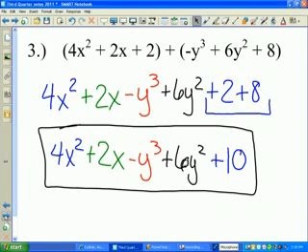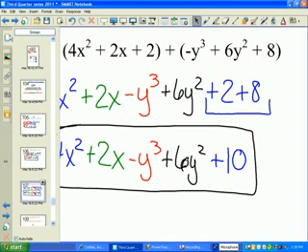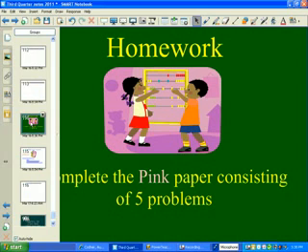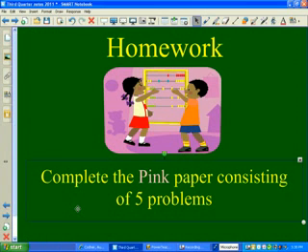Okay? So next time we're going to do the subtraction. Okay? So I'll come back on and I'll show you how to do the subtraction. But for homework tonight, they do have that pink sheet. Let's see if I can show that up here. Okay. So they're completing the pink paper, but they're not doing all 5 problems. The pink paper is the homework adding and subtracting polynomials.